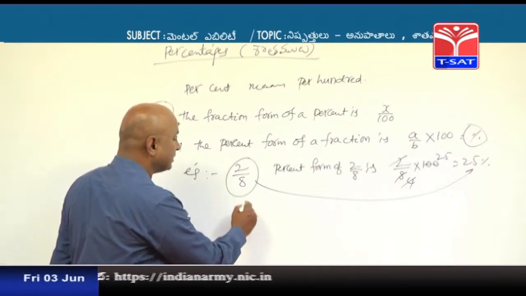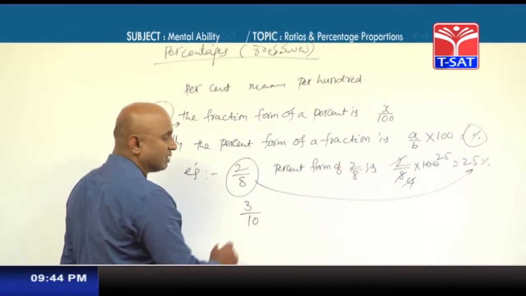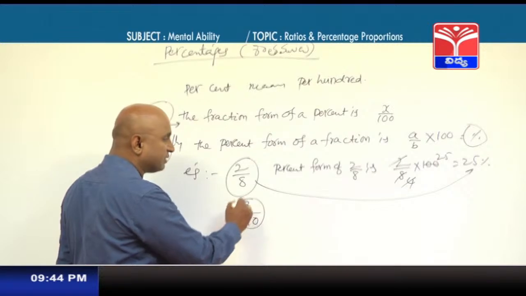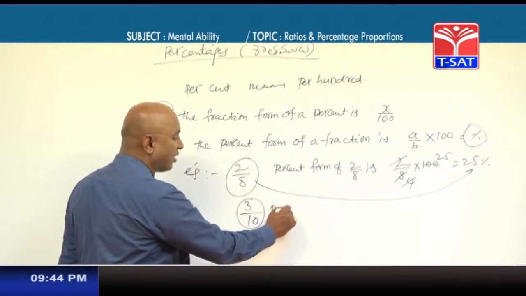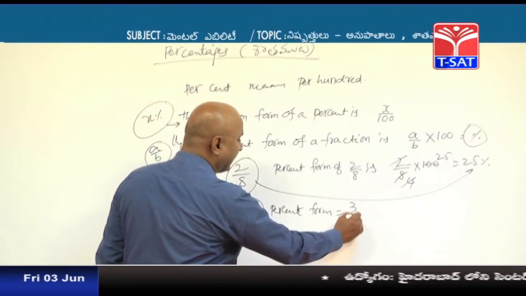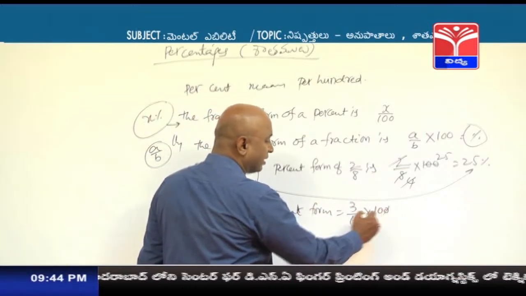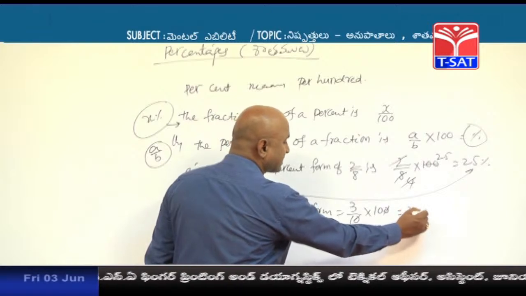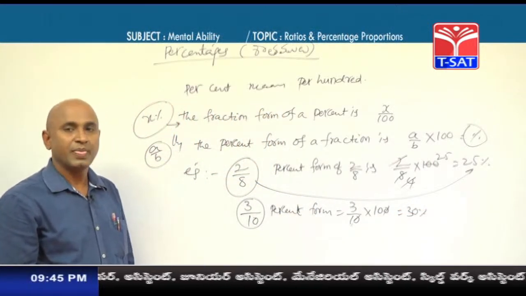Similarly, 3/10. The fraction is 3/10, and the percent form is 3/10 into 100, that is equal to 30%. So 3/10 is equal to 30%.